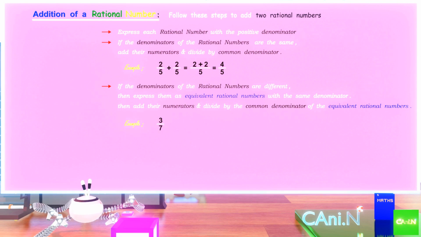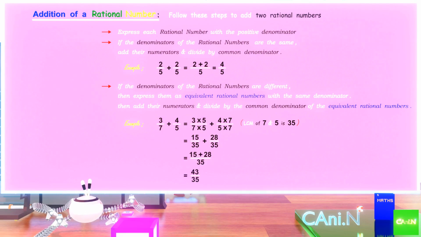Example. 3 by 7 plus 4 by 5 equals. Since LCM of 7 and 5 is 35, equals 15 by 35 plus 28 by 35, equals 43 by 35. Here, since the numerator is greater than the denominator, we will express the result in the form of mixed fraction. Equals 1 and 8 by 35.